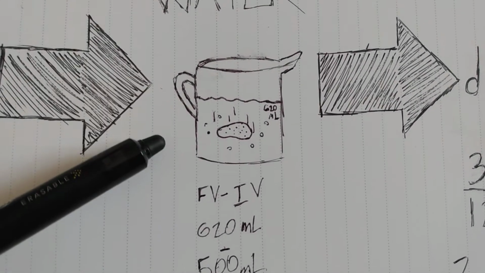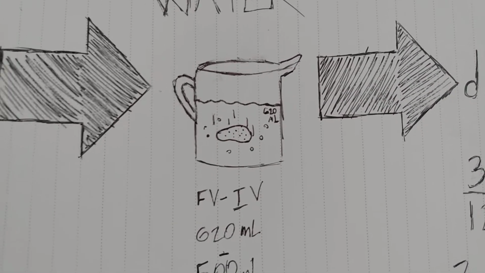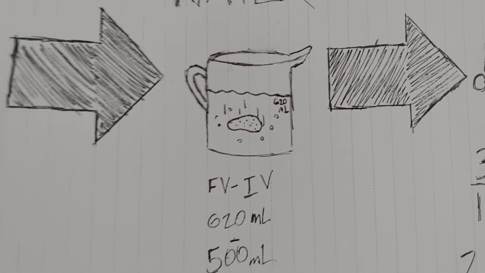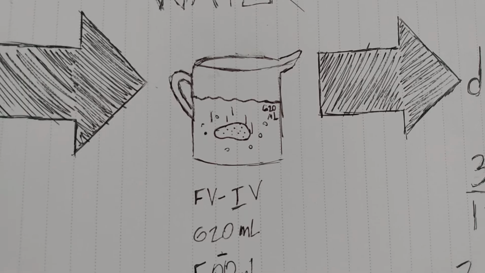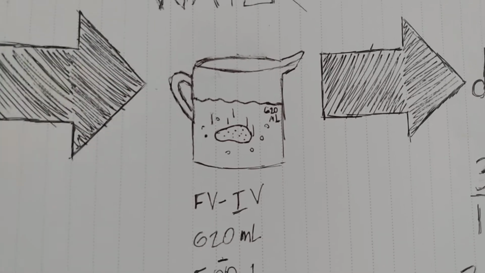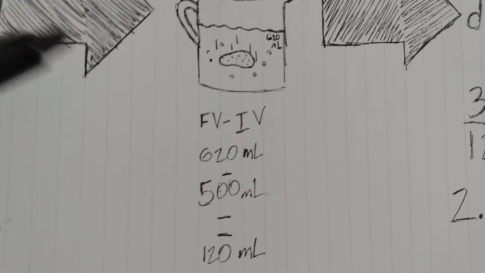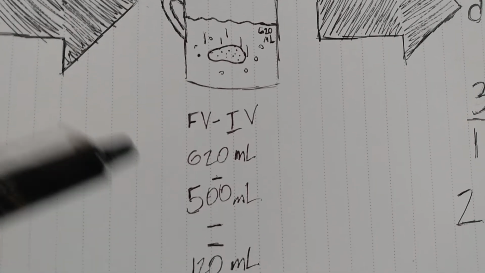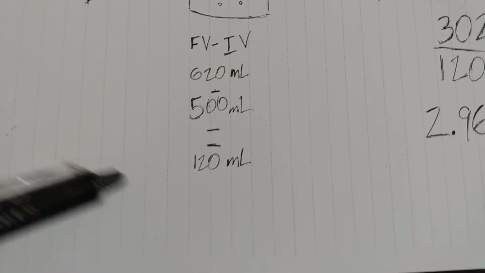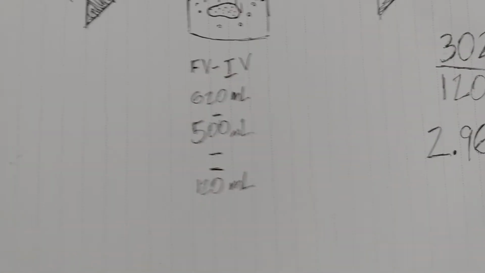Next, you're going to put the rock in the water and then note how much the volume of the water has changed from when it was originally filled. Now, for this example, the rock gets put in the water and it goes up from 500 to 620 milliliters. So you take the final volume, which is 620 milliliters, and subtract it from the initial volume, which is 500 milliliters. And that gets you 120 milliliters to work with later.